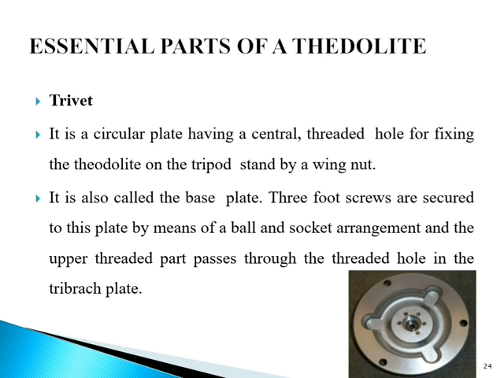Let us start with the trivet. It is a circular plate having a central threaded hole for fixing the theodolite on the tripod stand by a wing nut. It is also called the base plate. Three foot screws are secured to this plate by means of a ball and socket arrangement, and the upper threaded part passes through the threaded hole in the tripod plate. You can see its image here.